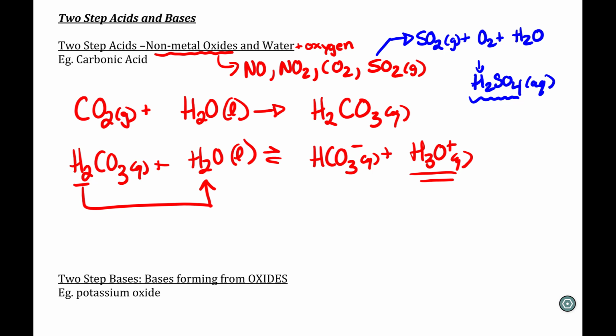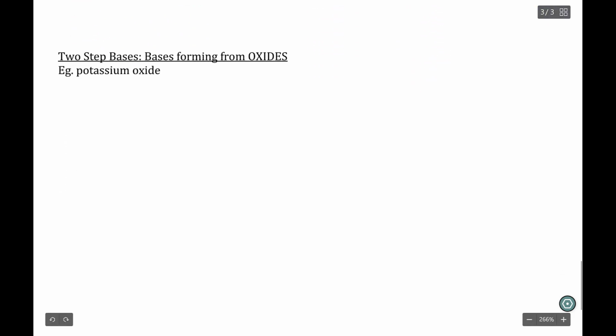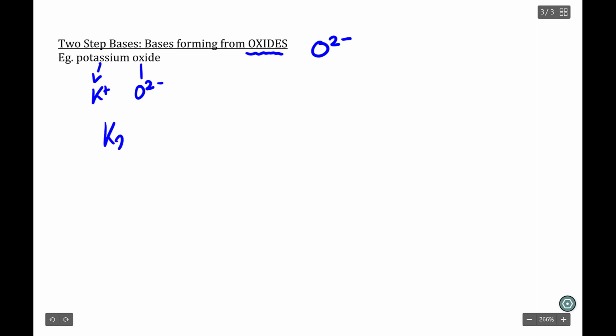The next one we're going to look at is a two-step base forming from oxides. So earlier in the lesson I talked about strong bases being a group 1 metal ion with an oxide, and I would address this at a later time. I'm going to address this right now. So if I had potassium oxide, which would be this, I need to have 2 potassiums for every 1 oxygen, and I put that in water, it would react with the water to produce 2 KOHs.